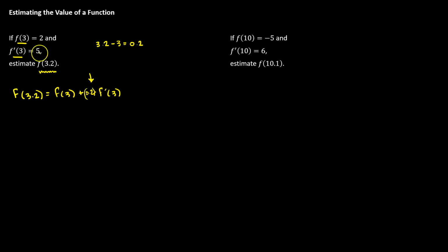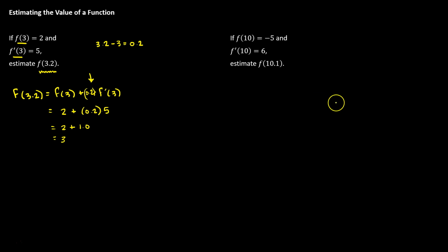We know that f at 3 is 2, so we can replace f at 3 with 2. And we know f prime at 3 is 5, so we can replace f prime at 3 with 5. And then we multiply through, we have 2 plus 0.2 times 5, which is 1.0, for a final answer of 3. So we don't know what the function definition is. We did not plug 3.2 into the function to find out the function value. Instead, we used this approximation to figure out what the function would look like according to the rate of change that's happening at x equals 3.